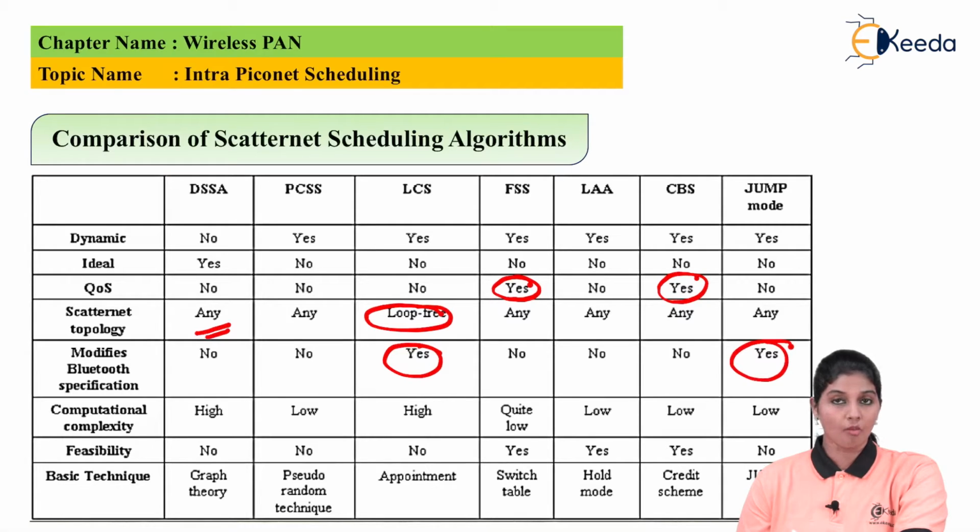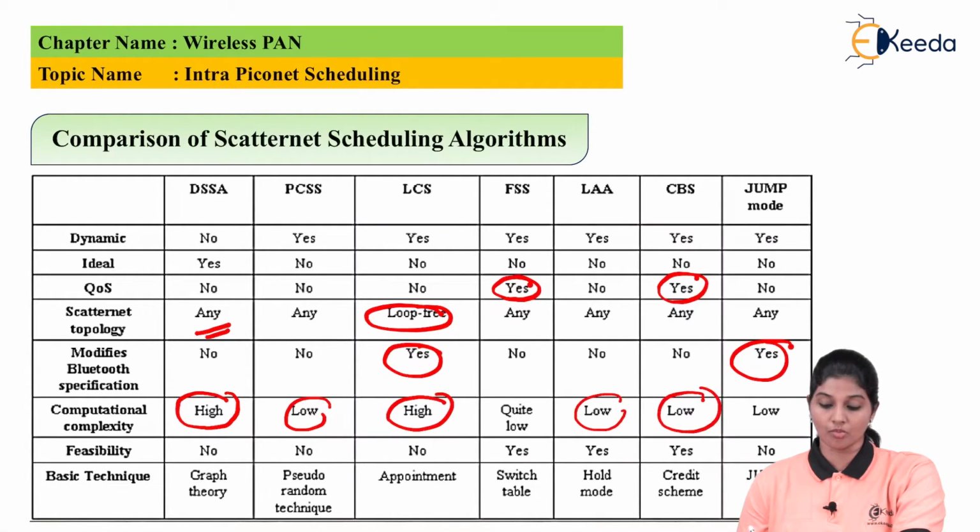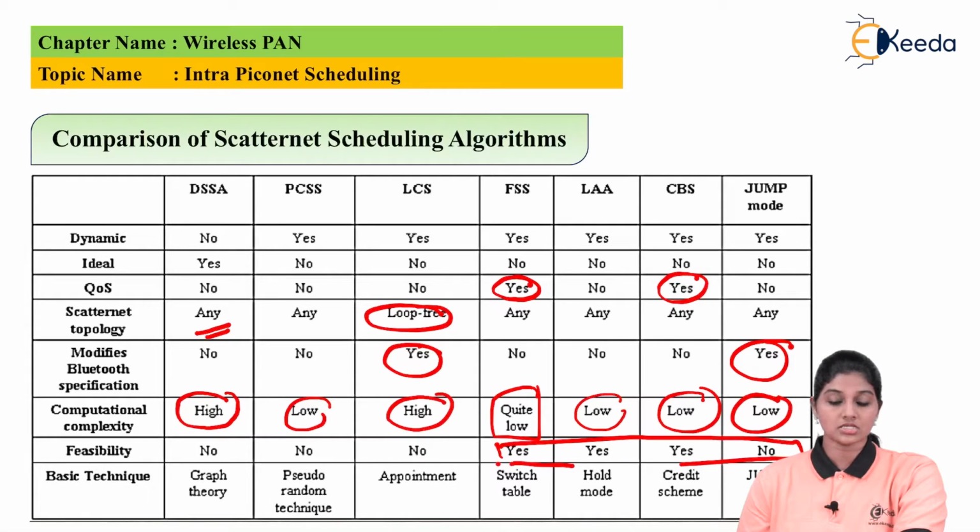Then the computational complexity is very high in case of DSSS and LCS algorithms, and it is low in case of PCSS, then LAA, then CBS and jump mode, whereas the computational complexity is very low in case of the FSS algorithm. Then feasibility: algorithms like FSS, LAA, CBS and jump mode are considered the most feasible algorithms, whereas DSSS, PCSS and LCS are not feasible, or they do not support feasibility.